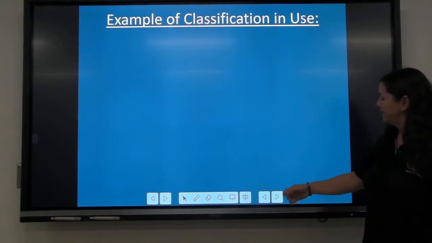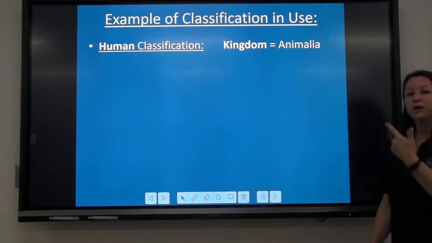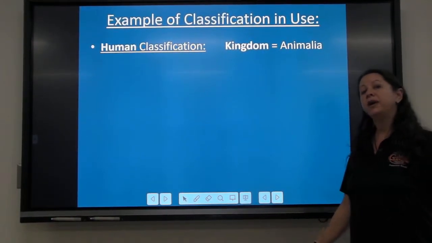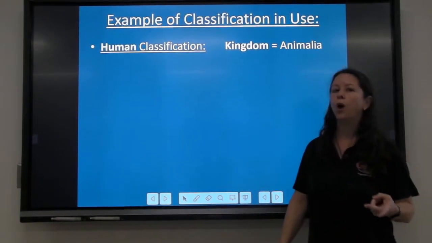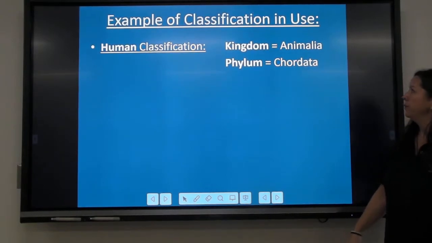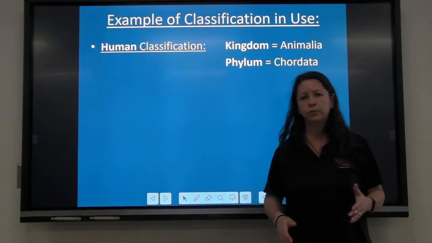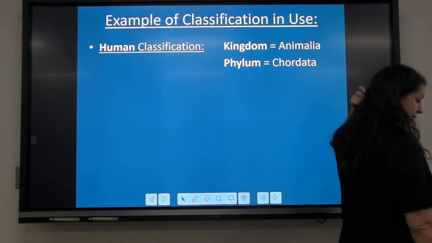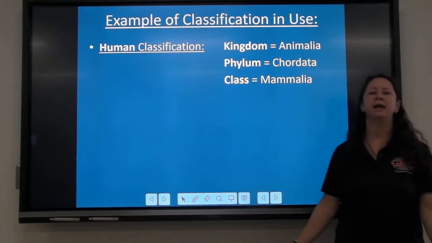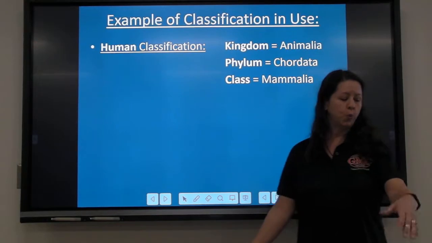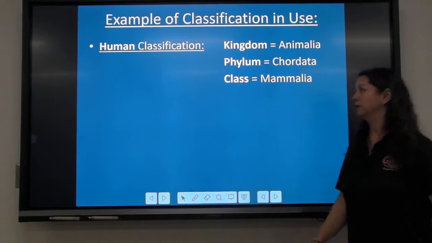All right, so an example of a classification for us, humans. We are in the kingdom Animalia. We are in that kingdom because we are multicellular and we do not have cell walls. We're in the phylum Chordata. We're in that phylum for a couple of different reasons, but the primary one is that we have a spinal cord. We're in the class Mammalia. That is because we actually have hair on our bodies and we produce milk to feed our young.